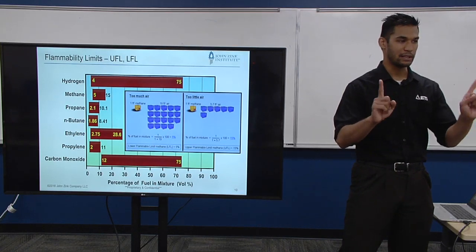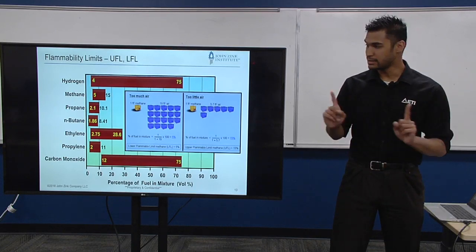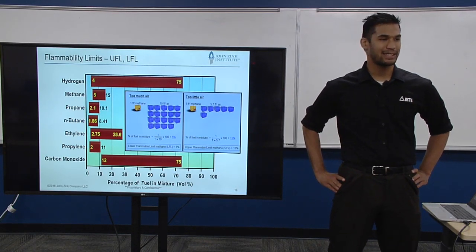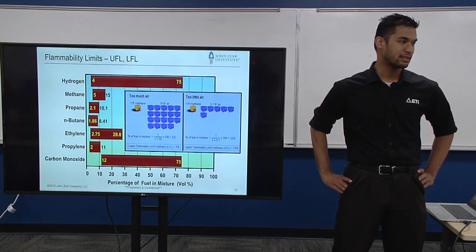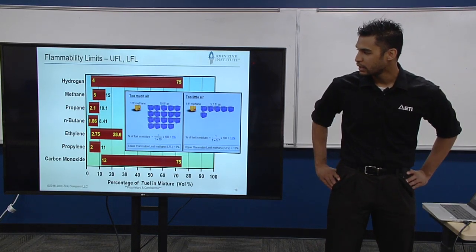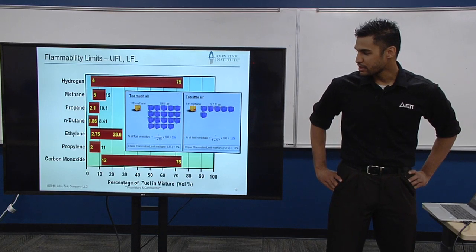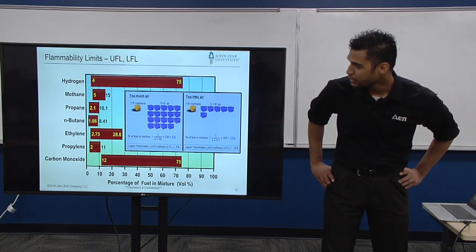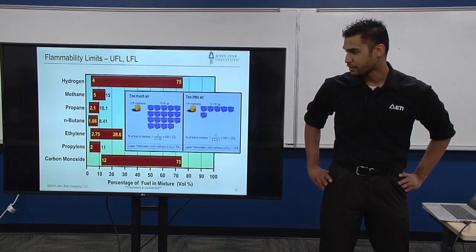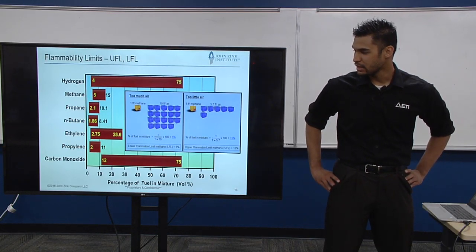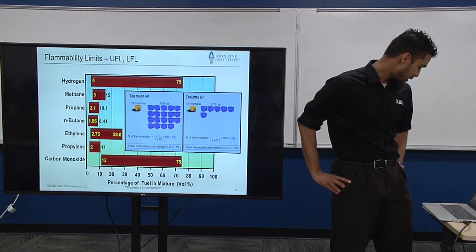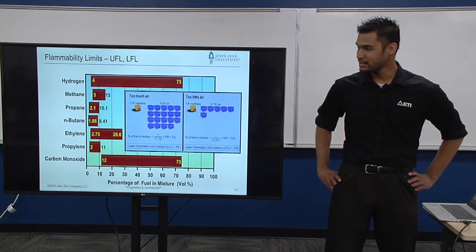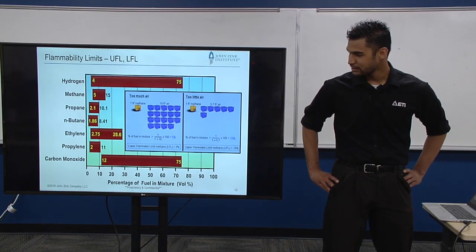You have to be in a range, and that range is different depending on the fuel. You can see hydrogen. Remember when I said hydrogen really wants to burn and burn fast? Look at its flammability range: 4 to 75% hydrogen in air. Okay? And then if you look at methane, it's a different range, 5 to 15. It's a little bit harder to burn. You look down there at carbon monoxide, CO. Man, it's easy to burn carbon monoxide.